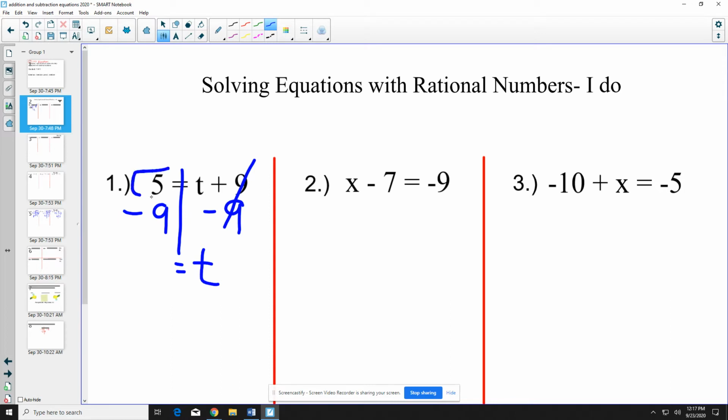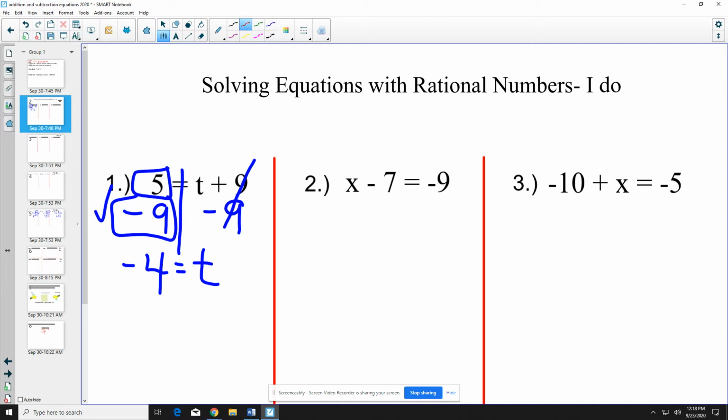On the left side, I'm going to box and check. Are 5 and negative 9 the same sign or different? Different. Should I add or should I subtract? Subtract. 9 take away 5 is 4. The higher number I checked is negative. So my answer is t equals negative 4 or negative 4 equals t.